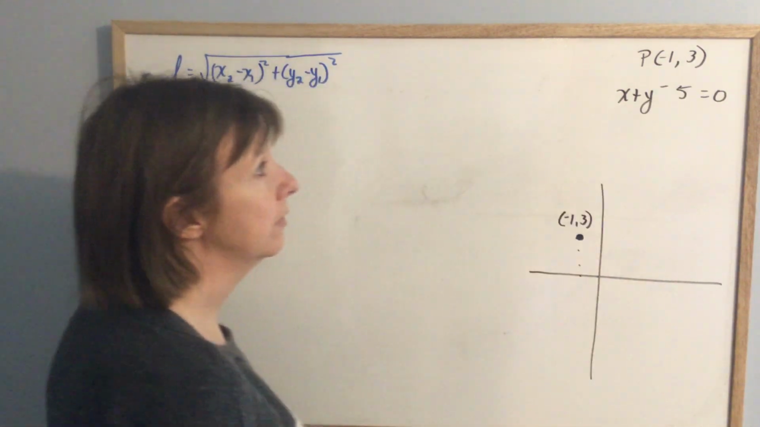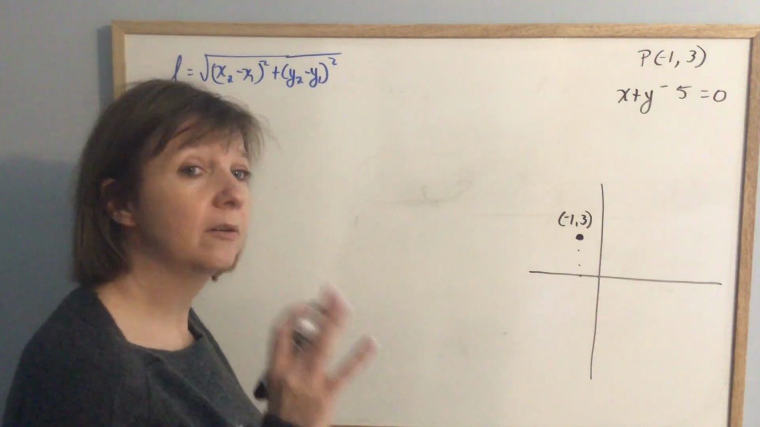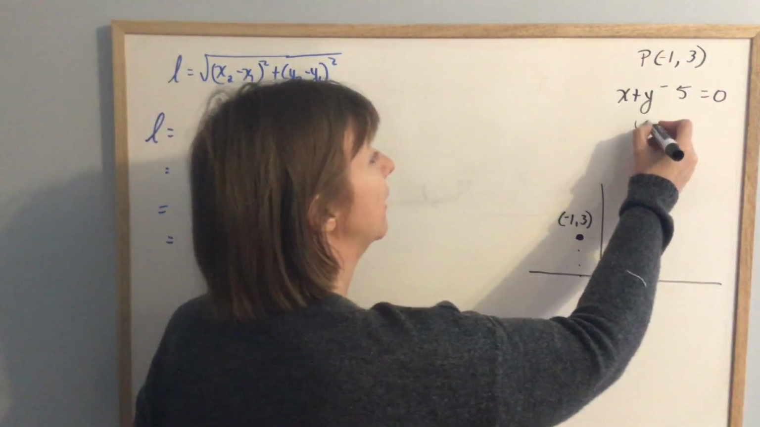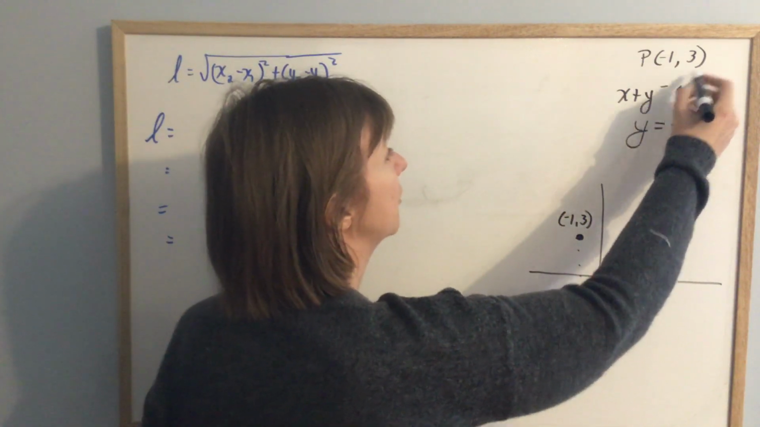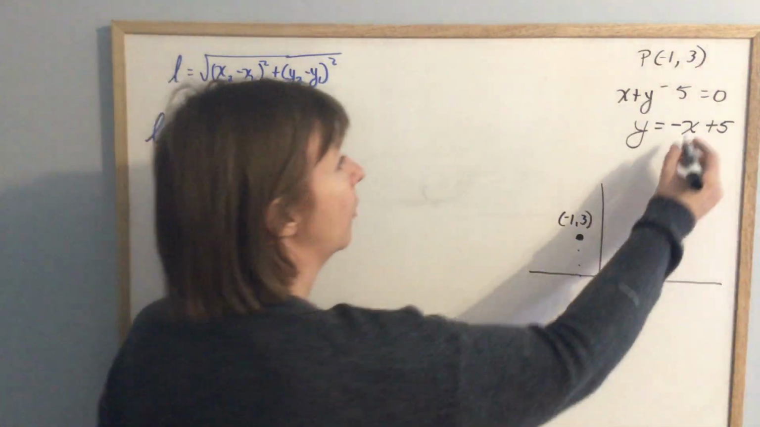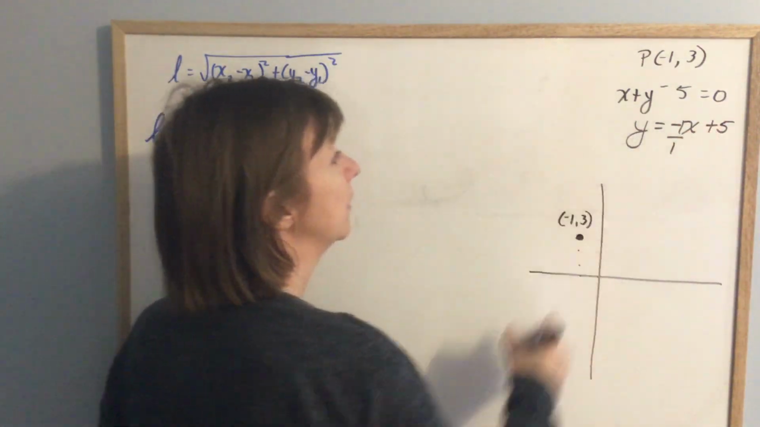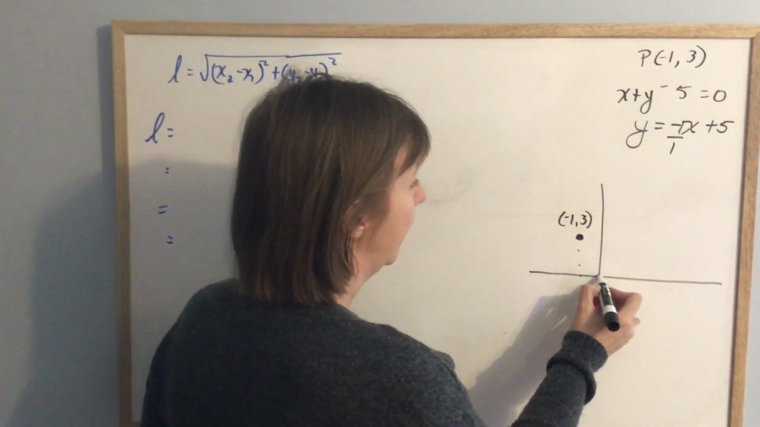Now the equation of the line is not in y is equal to mx plus b form, but that's not a big deal because I can get it there. I just isolate my y. So I move my x over to be -x. I move my -5 over to be +5. So that means my slope is -1 over 1. So my y-intercept is 5.